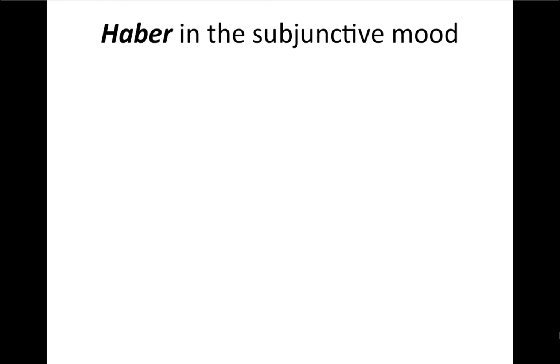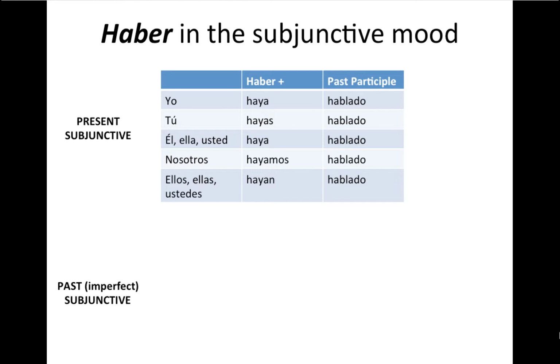Now, haber is also used in the subjunctive mood, meaning the possibility mood, right? In later chapters in most grammar books, the indicative switches then to the subjunctive. Haber in the subjunctive mood follows the same set of rules as we just saw, except they are used in subjunctive conjugations. So haber still throws the action of the verb slightly before. Here are the conjugations for the present subjunctive and the past subjunctive.